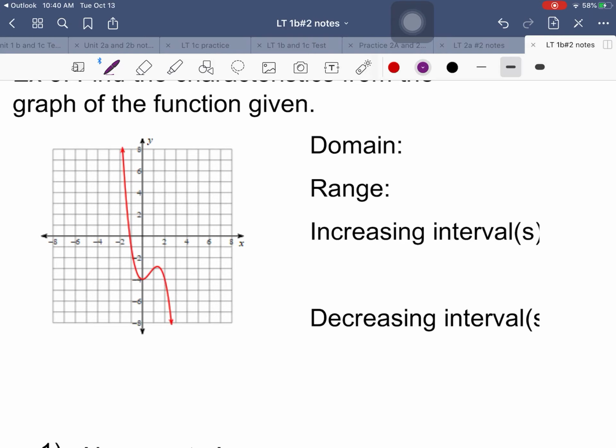Well, let's look to the left here. This arrow means it's going to go up and left. So I'm just thinking domain is left and right. How far left will that go? It'll continue to negative infinity. Thinking left, negative infinity. And as we follow the graph, how far right will it go? Well, it keeps going right forever to positive infinity.